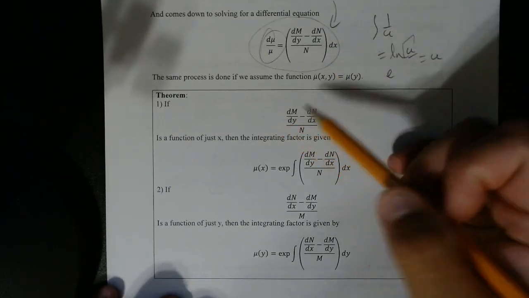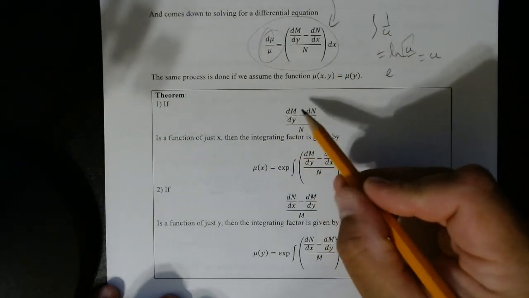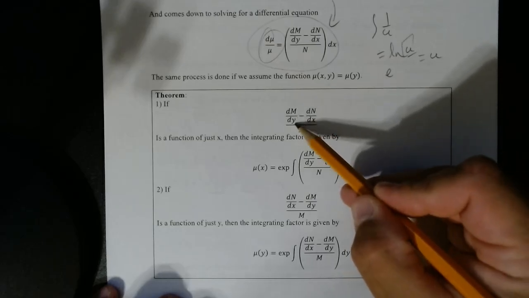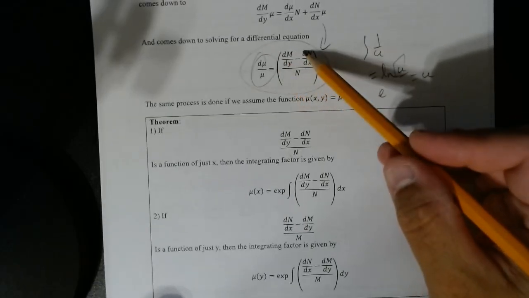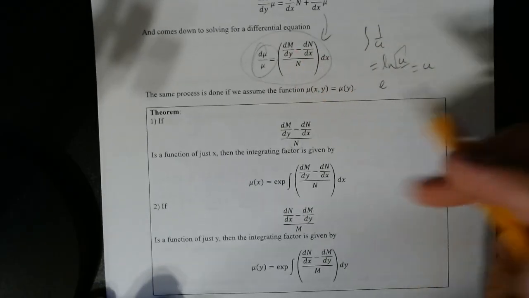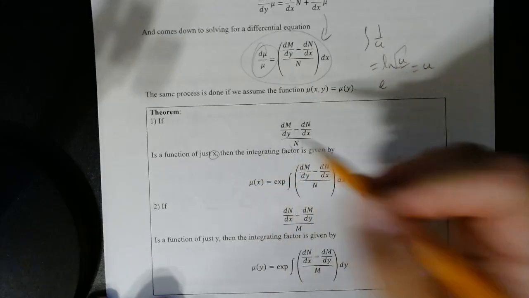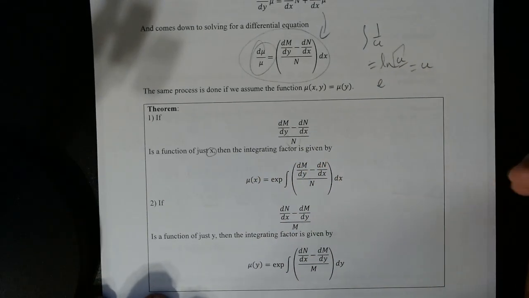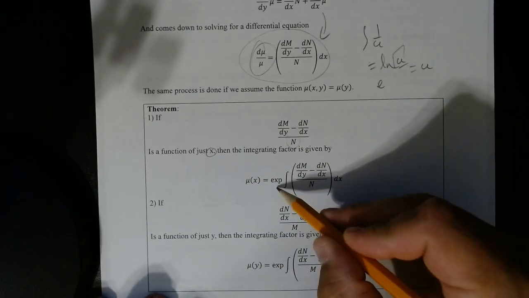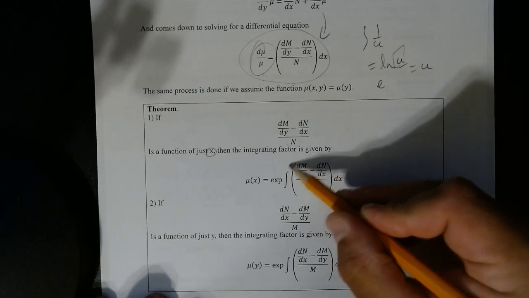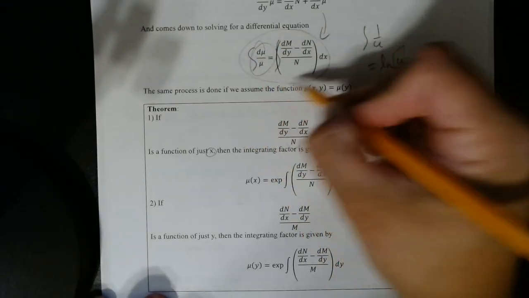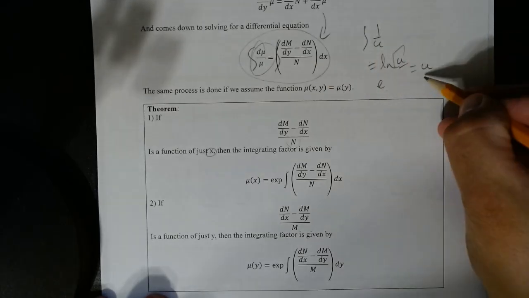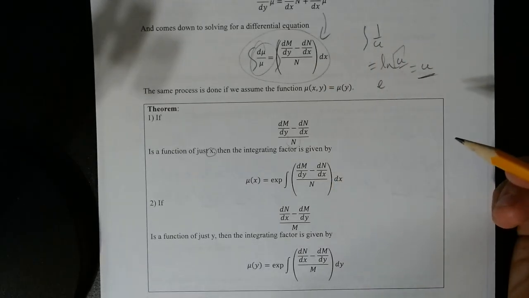So if we get the partial derivative with respect to y and the partial derivative with respect to x divided by n, meaning this exact process here, and if this is completely in terms of just the variable x, no y at all, then our integrating factor is e raised to the integral of all of this. Because again, we're taking the integral of both sides. So if this is one process and we just raise it to the e power, we get exactly that.